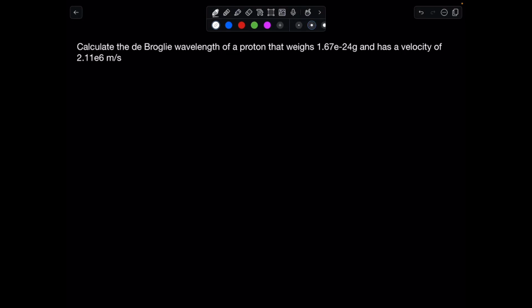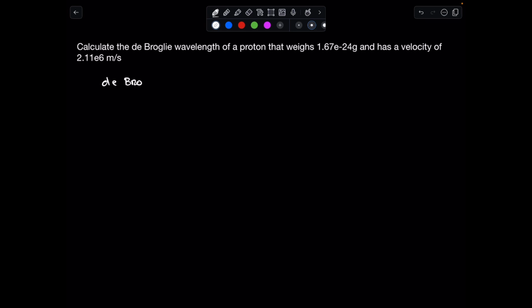In this video, we're going to calculate the de Broglie wavelength of a proton that weighs 1.67 times 10 to the minus 24 grams and has a velocity of 2.11 times 10 to the 6 meters per second. So we're going to use our de Broglie wavelength equation. So that looks something like this.